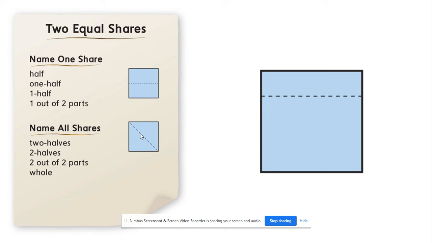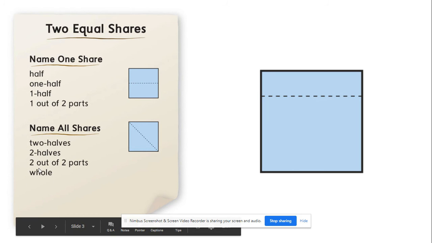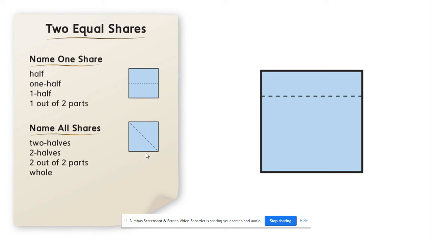If I want to talk about all of the shares, I say that I have two halves using the word two, or two halves using the number two. I can say two out of two parts, or this word right here, which is the easiest one to remember, whole. We're talking about the whole thing.